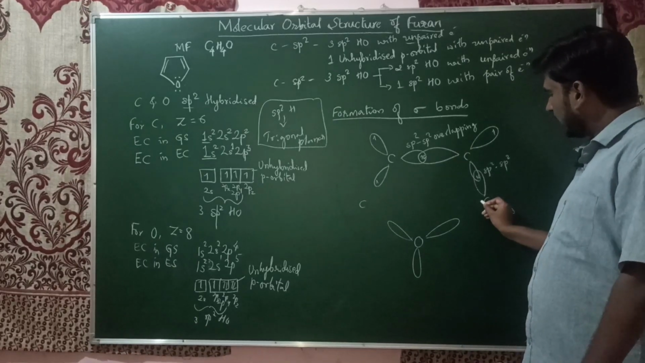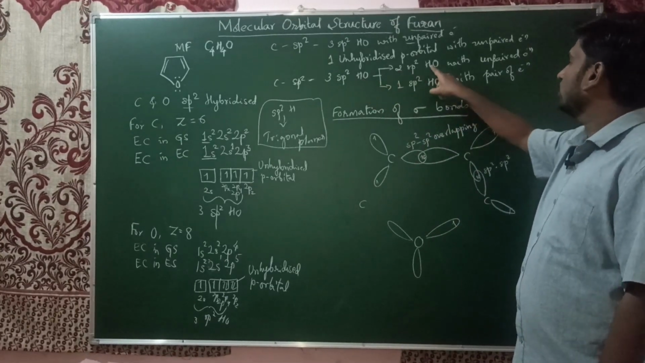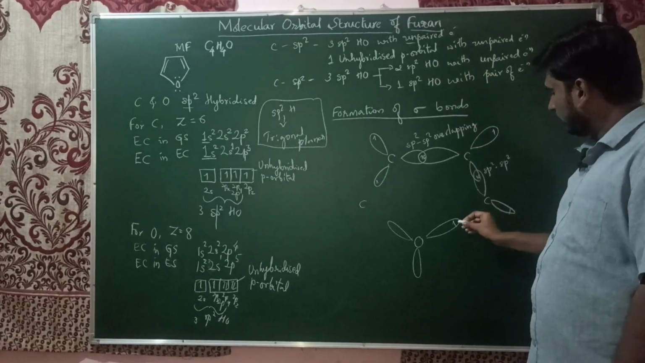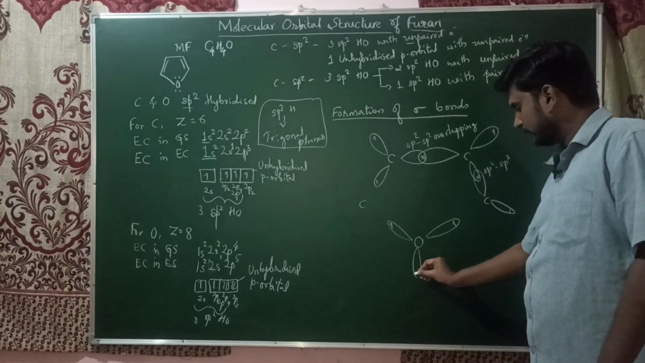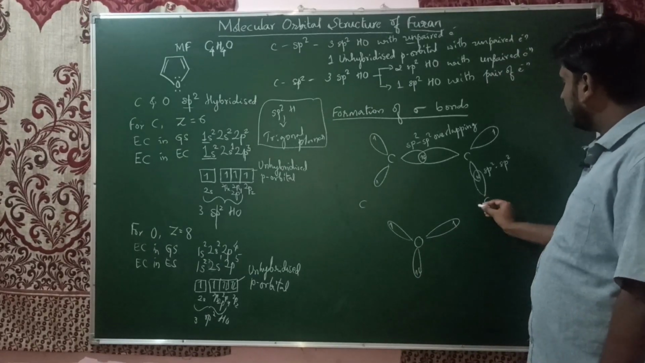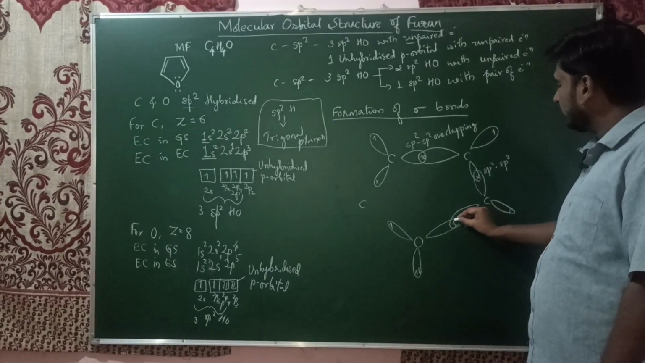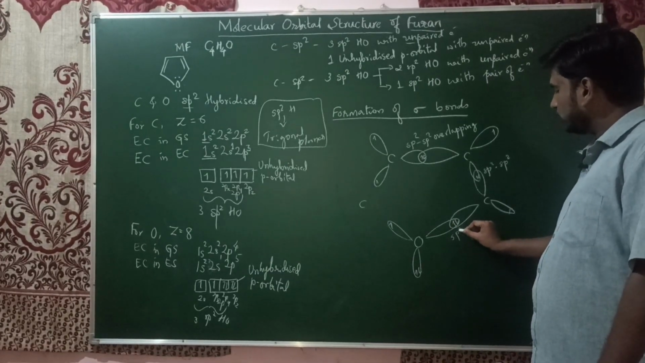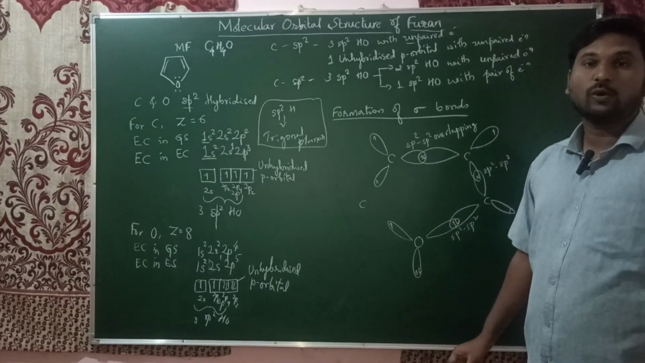And in oxygen you can see there are two sp2 hybrid orbitals with unpaired electrons. These both are unpaired, and another one is a pair of electrons. So the sp2 hybrid orbital containing an unpaired electron will overlap with the sp2 hybrid orbital of the carbon with the unpaired electron. So this overlapping is also sp2 overlapping, forming a carbon-oxygen sigma bond, C-O sigma bond.